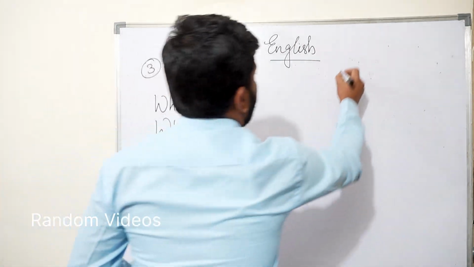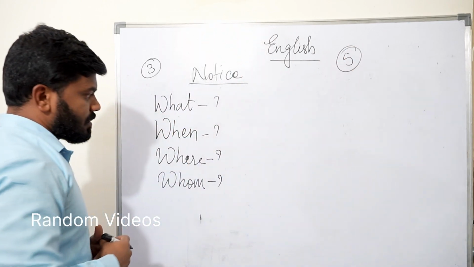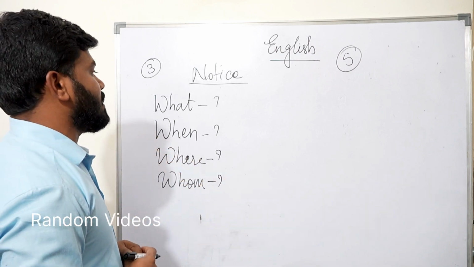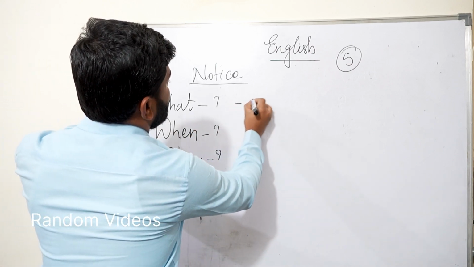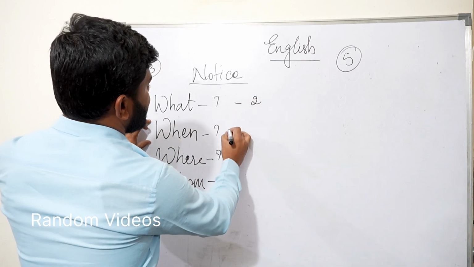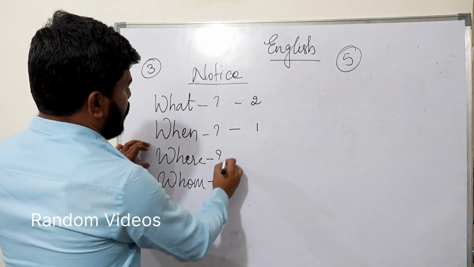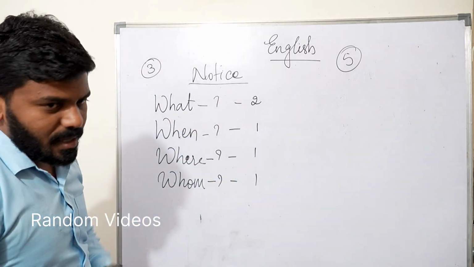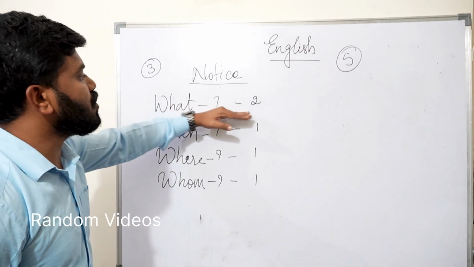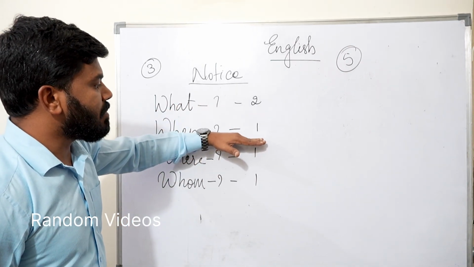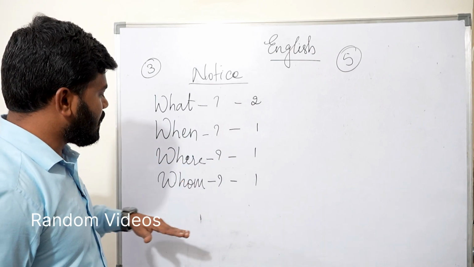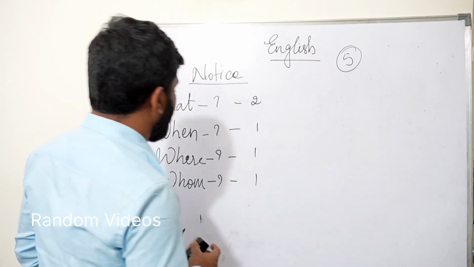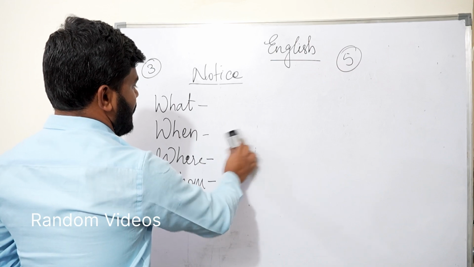So notice has got 5 marks totally. Let us divide that 5 marks into different categories. What has 2 marks, when has 1 mark, where has 1 mark, whom has 1 mark. So totally 5 marks. Let us discuss in detail.